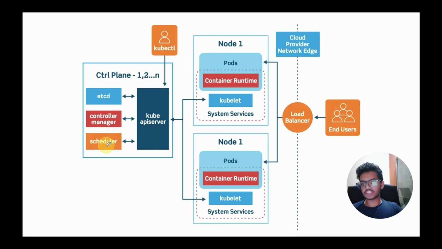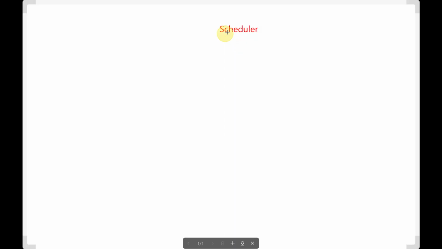Then the second component is scheduler. Scheduler is responsible for deciding where to run the applications. Here the scheduler is like a smart matchmaker. It will ensure that each pod finds the best worker node to run. Let's see how the scheduler works. The first step is pod creation. When you create a pod, it doesn't immediately know where to run.